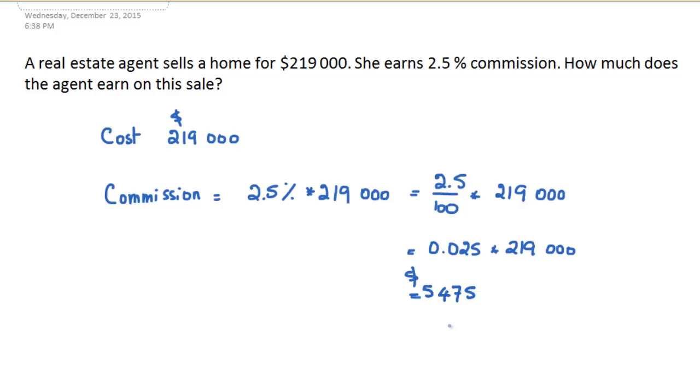And this is the reality. To encourage the real estate agent to sell and buy more houses, they have to give them commission. So this is an example of 2.5% of a house that costs $219,000. So I hope you understood this lesson of commission, real estate, let's say, or sales tax or discount.